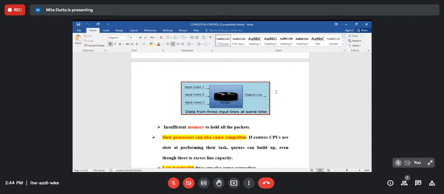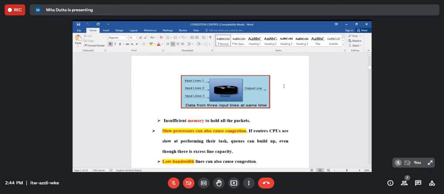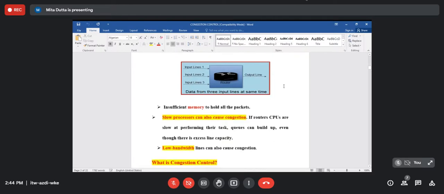And of course we know, the higher the bandwidth, the higher the capacity of the network, or the higher the data rate. If the bandwidth is lower, then also congestion will occur in a network. So these are the situations when we say the network is being congested.